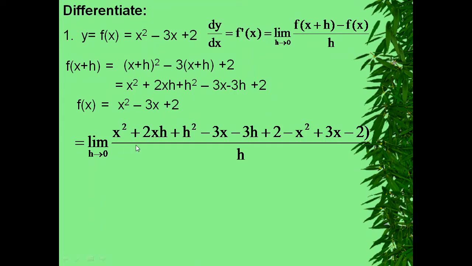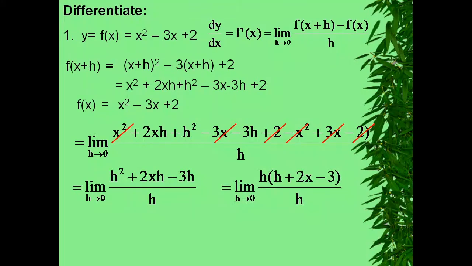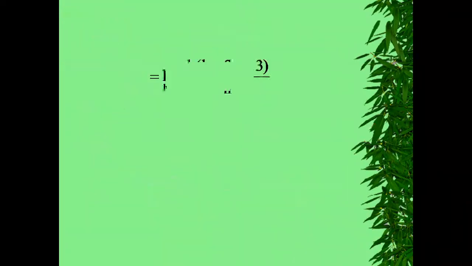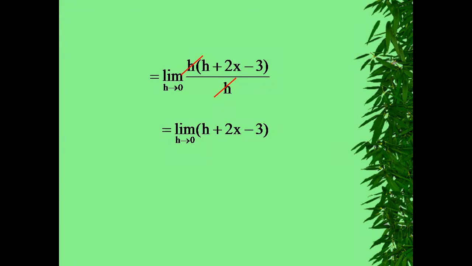Now, we can see that we can actually cancel out things here. First is x squared. Second will be 3x. And finally, we have 2. We can cancel these out, leaving us with h squared plus 2xh minus 3h over h. And furthermore, we can simplify this by factoring out h, leaving us with h plus 2x minus 3, and we can cancel out h. Then we substitute h approaching 0, leaving us with 2x minus 3. Seems easy enough.